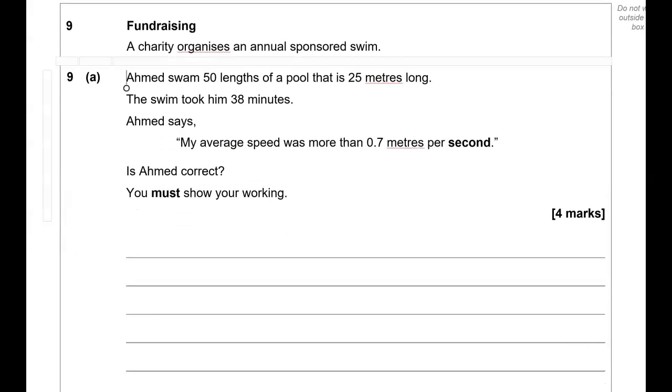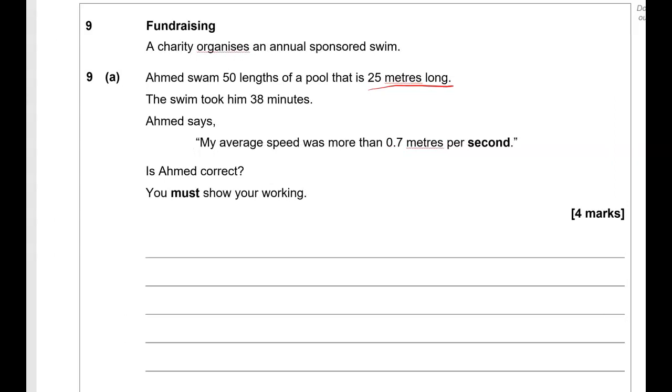Fundraising. A charity organizes an annual sponsored swim. Ahmed swam 50 lengths of a pool that is 25 meters long. The swim took him 38 minutes. Ahmed says, "My average speed was more than 0.7 meters per second. Is Ahmed correct? You must show your working."